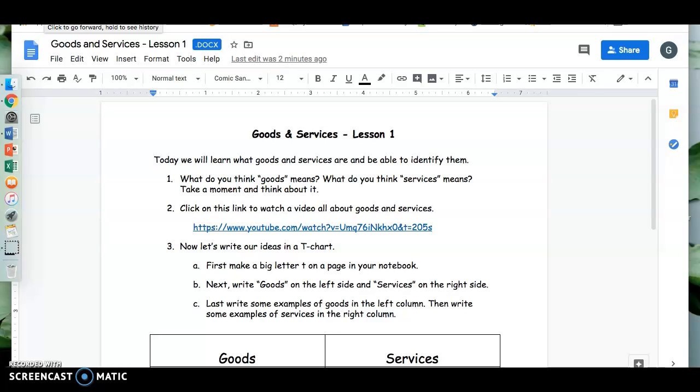Goods and Services, Lesson 1. Today we'll learn what goods and services are and be able to identify them. 1. What do you think goods means? What do you think services means? Take a moment and think about it.